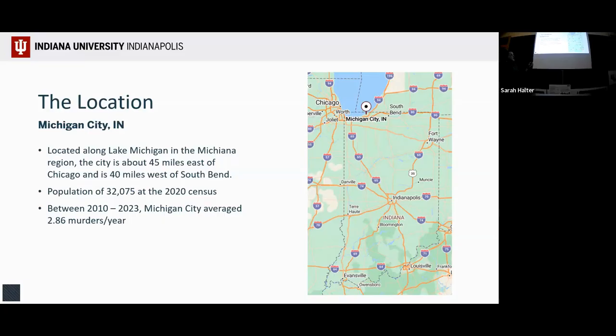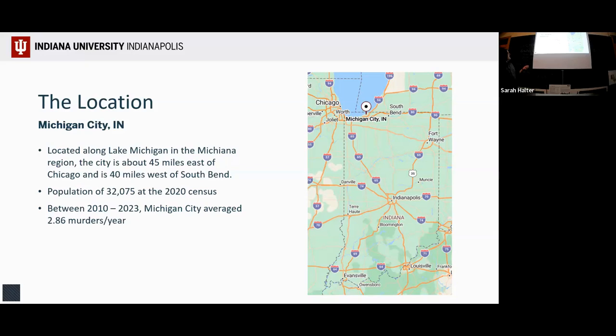That's Michigan City, Indiana, way there at the top, literally right on Lake Michigan. A beautiful place. It's unfortunate that I only was there because of a homicide, but it's a nice city.